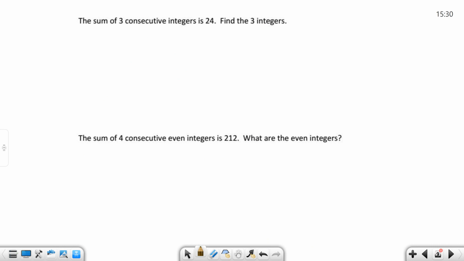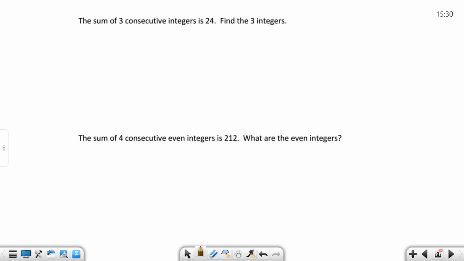All right, the sum of 3 consecutive integers is 24. Find the 3 integers. What does it mean to be consecutive integers? Well, integers, remember, are positive and negative whole numbers and 0. Okay, so negative 8's an integer, 54's an integer, right? No decimals, no fractions, right? And they're 3 consecutive. That means they're in a row, like 1, 2, 3, or like negative 5, negative 4, negative 3. If you sum them, if you add them together, the sum of 3 consecutive integers is 24.